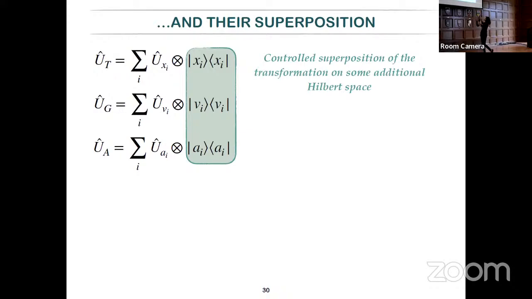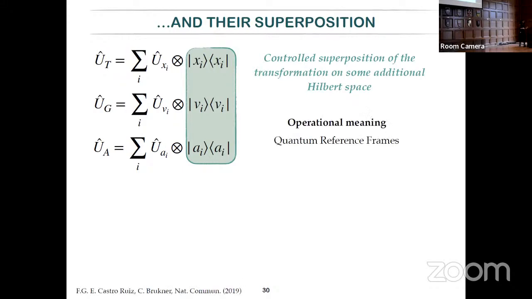For the accelerated case, it's a bit more tricky, but basically you have to consider a superposition of coherent states under certain conditions to realize that. So it's technically more tricky, but you can still write that. And the parameter of the transformation is controlled on an auxiliary Hilbert space, which is position, velocity, and acceleration of the quantum reference frame. So again, you can see that as a quantum control transformation of standard reference frame transformations. And the control system is the quantum state of the quantum reference frame.